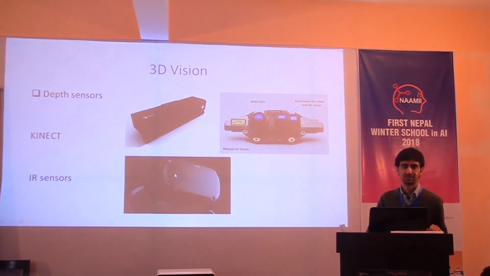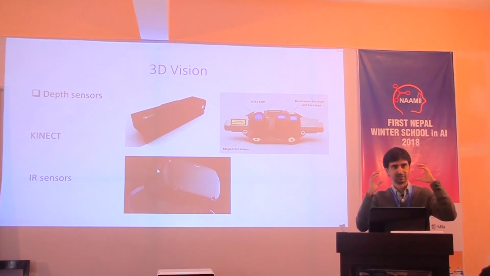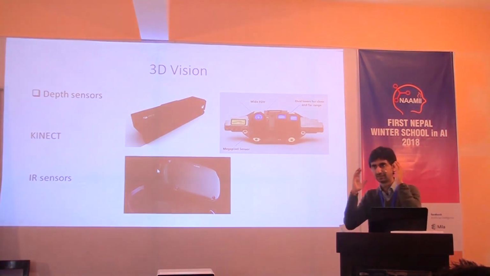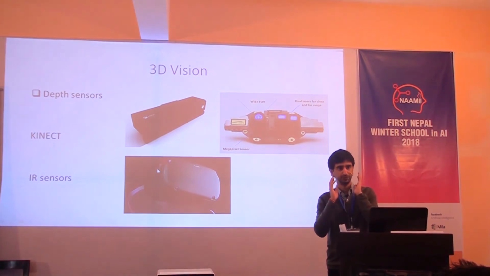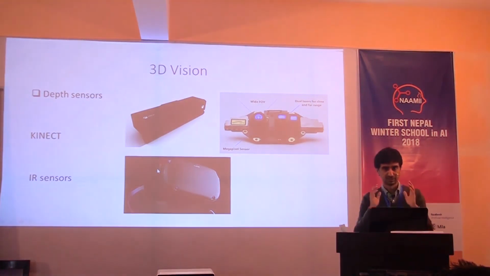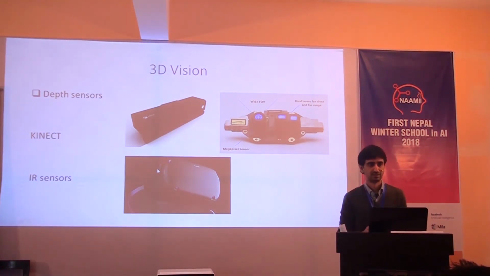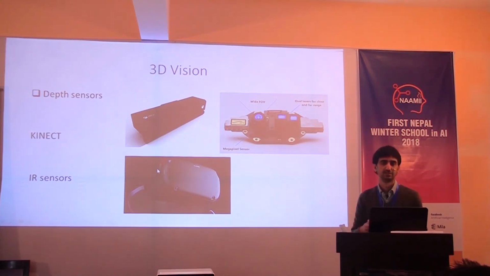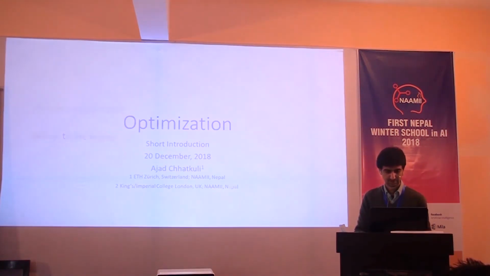And this is the Oculus, the VR set. It has IR sensors, so it can get the 3D shape of your face when you're using it. So imagine you're talking to someone else, you could give a 3D feeling to the other person.